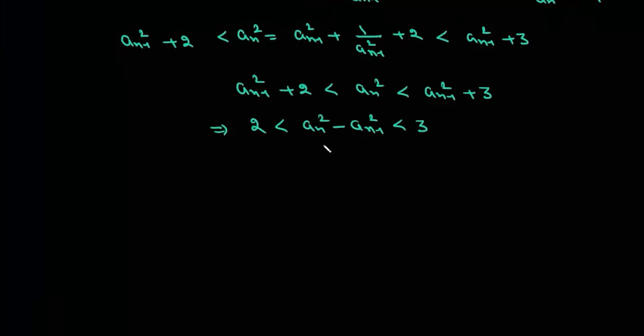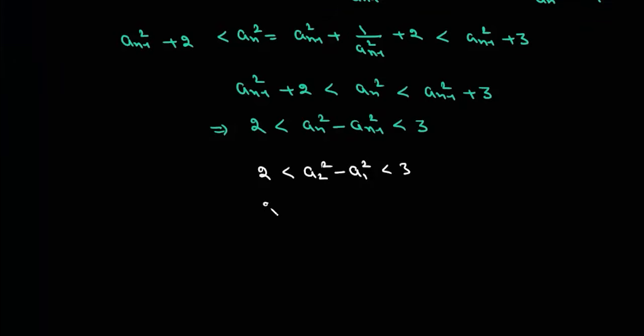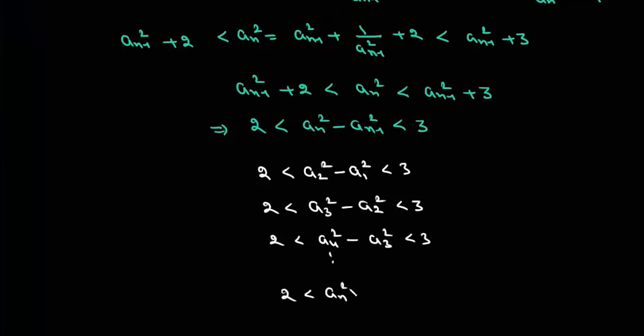Now we'll start with n as 2. So we can write 2 is less than a2 square minus a1 square, and will be less than 3. And if we put n as 3, we'll write a3 square minus a2 square will be less than 3. And for n equals 4, we'll get a4 square minus a3 square will be less than 3. And we'll continue up to an square minus a(n-1) square will be less than 3.